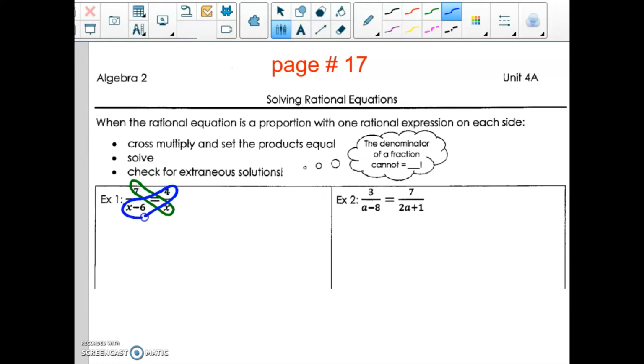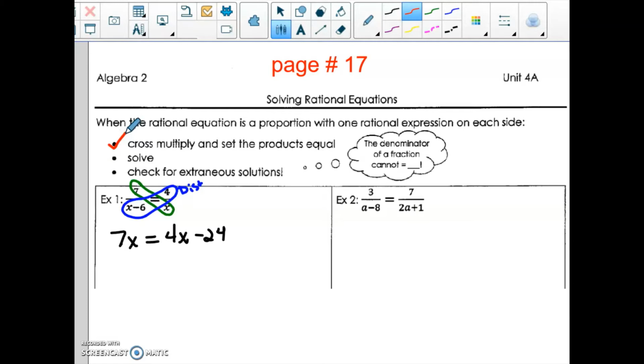We've got to make sure that we distribute when we do so. And when we're done with the cross multiplication, the fractions will all be gone. So our cross multiplication will give us 7x equals 4x minus 24. So that's the cross multiplication.